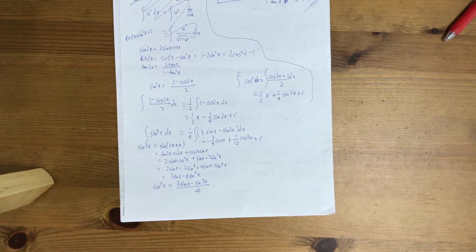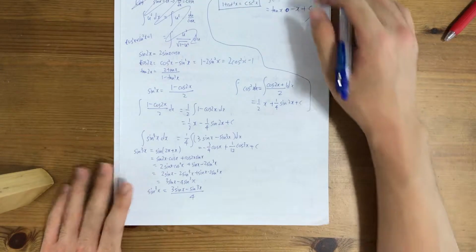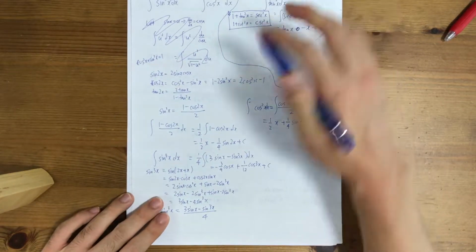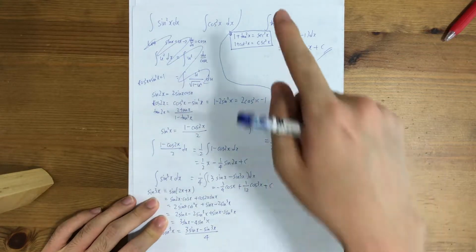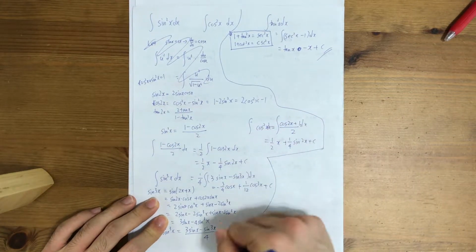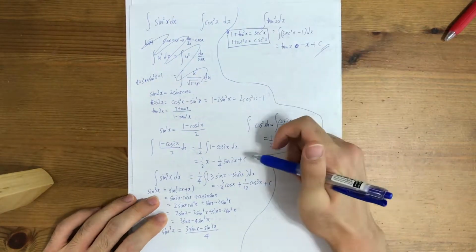So that's how we can do it, and it's not that difficult as long as you can recall the trigonometric identities. Okay, it's the same for cosine cube x. Okay, the thing is tangent.